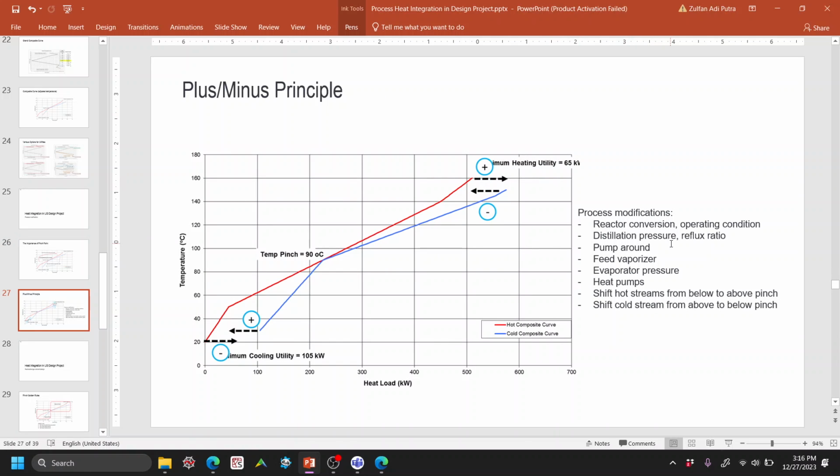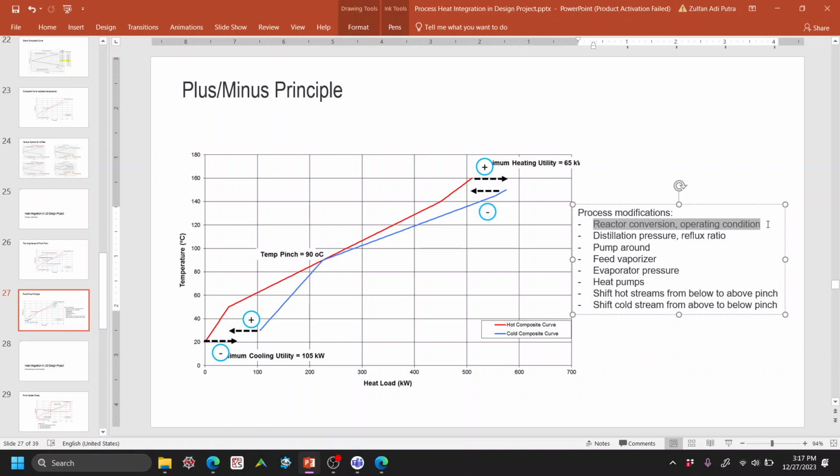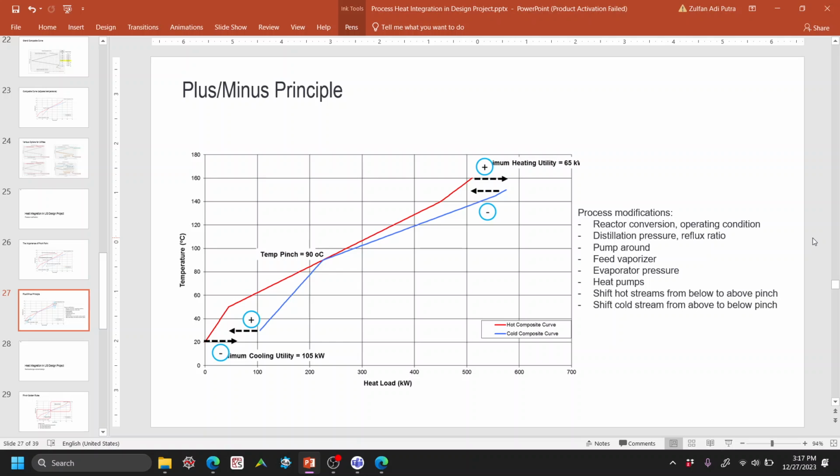We can play around with the reactor conversion. Depending on where you are in the company or which company you are working with, if you're working in a licensor company, companies that own or develop the technology, then this is one of your options, where you can play around with the reactor conversions and operating conditions. But in most cases, the majority will not be working for licensors. They're not designing processes from scratch.